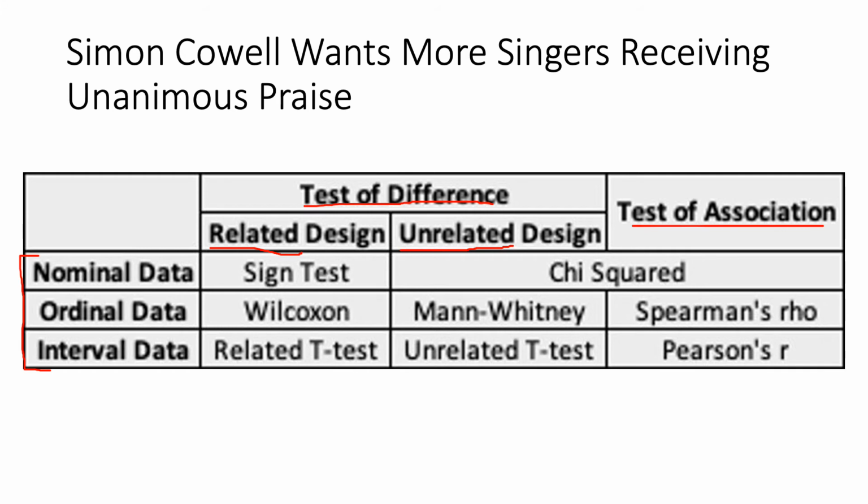If it's nominal, we're using the sign test or the chi-squared. Ordinal, Wilcoxon, Mann-Whitney, Spearman's Rho. Interval data, we're using related t-test, unrelated t-test, Pearson's R. Remember, ratio fits into this category also.